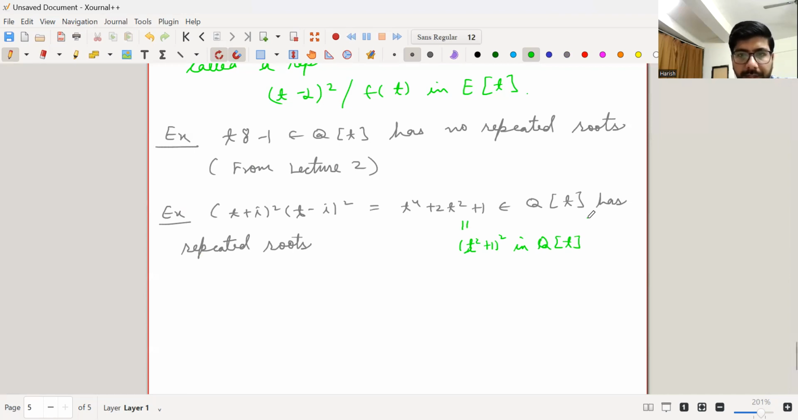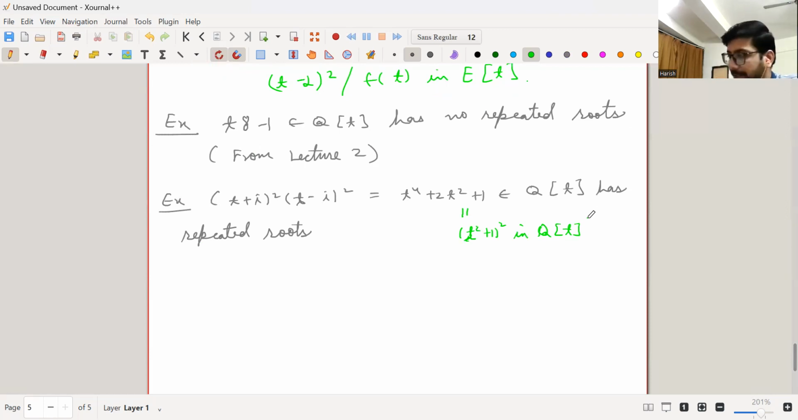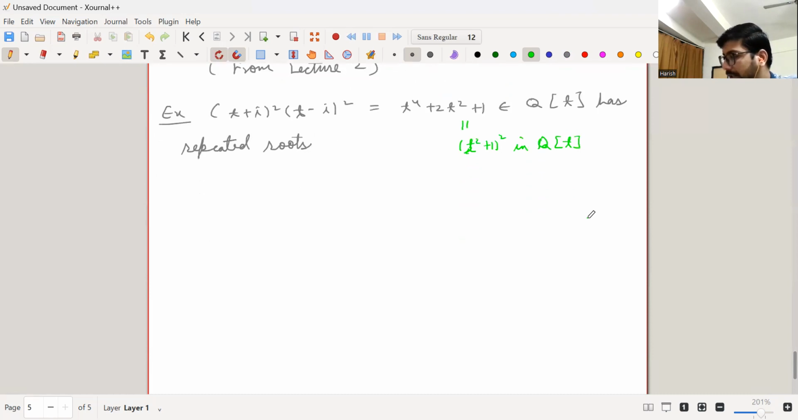But if you take an extension of Q, that is Q adjoint iota, then you can factorize it in linear polynomials, and then you can see there are two linear factors corresponding to iota, and there are two linear factors corresponding to minus iota. So this polynomial has repeated roots. Okay, so now there is a theorem which gives the guarantee of repeated roots.